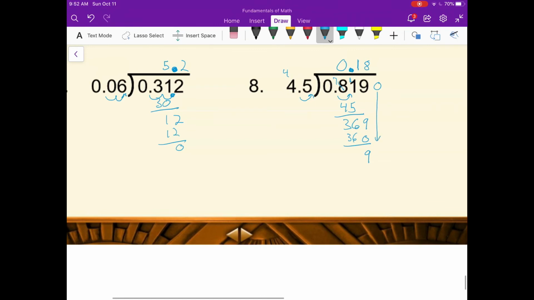We're not finished yet because the remainder wasn't 0. We didn't get a 0, so bring down a 0. 45 into 90, that's 2. And 2 times 45 is 90. Now we have a 0. So our answer is 182 thousandths. And that is how you divide decimals.